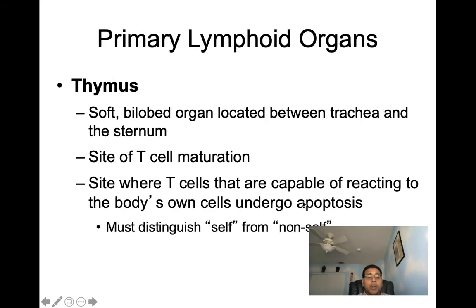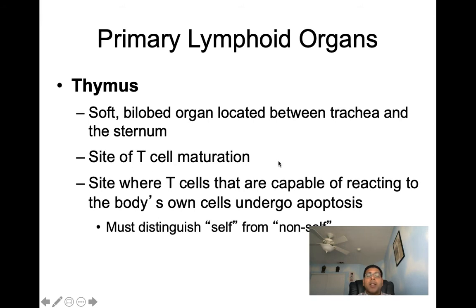So the other organ is the thymus. The thymus is located in the thoracic cavity between the trachea and the sternum, above the heart. The thymus grows around puberty and then it shrinks as we get older. It contains T cells and supporting cells. Here we can see it's a soft, bilobed organ.